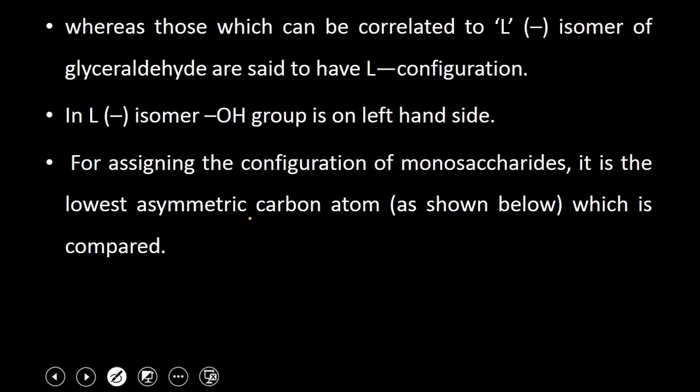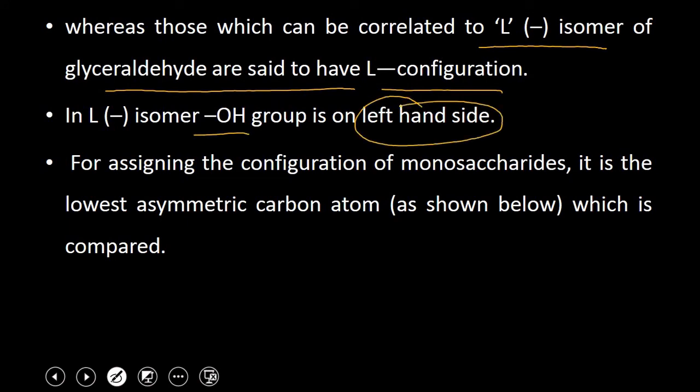Whereas those which can be related to L or minus isomer of glyceraldehyde are said to have L configuration. Children, in L isomer, OH group is on the left hand side. I have shown in my previous slides. And now I am correlating this concept to the glucose. So for assigning the configuration of monosaccharides, the lowest asymmetric carbon atom is compared. So children, always remember, when we are going to assign whether a monosaccharide is D monosaccharide or L monosaccharide, we compare the lowest asymmetric carbon atom.